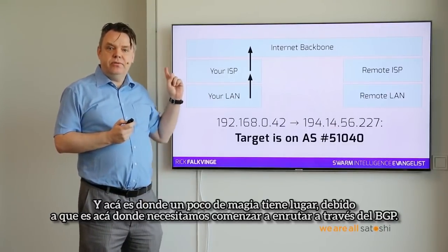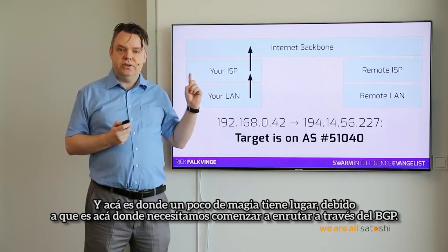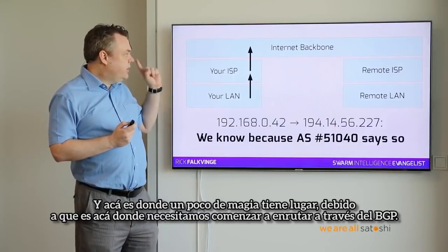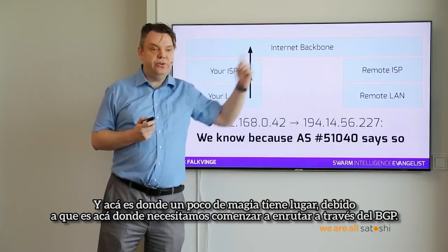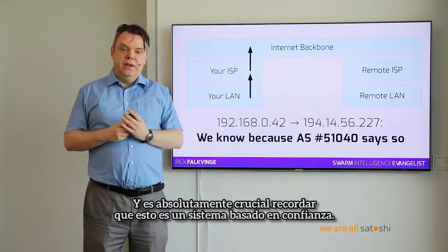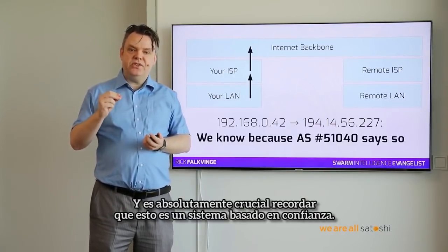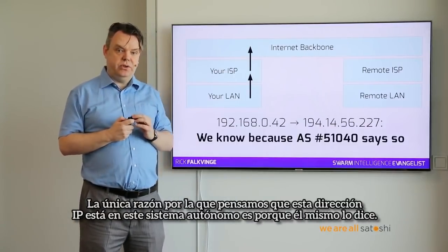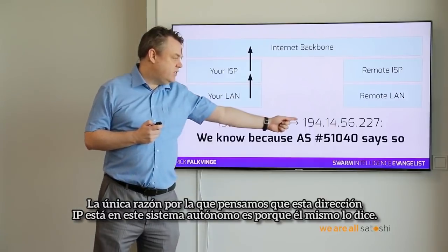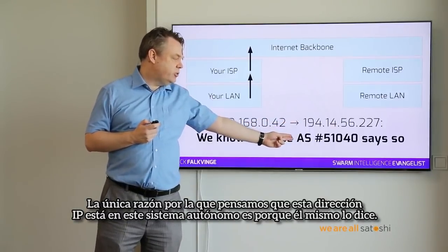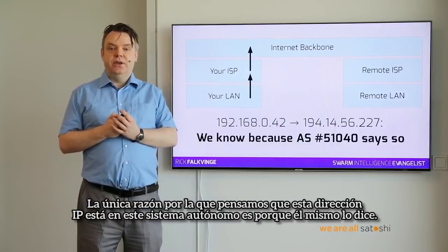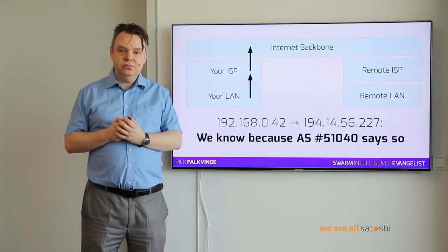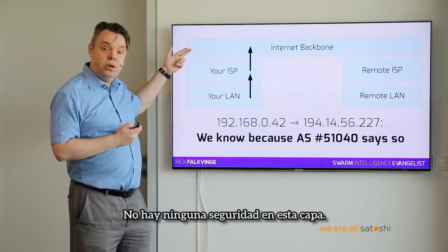And this is where a little bit of magic, if you like, takes place. Because this is where we need to start routing through the Border Gateway Protocol. And it's absolutely crucial to remember that this is a trusted system. The only reason we think that this IP address is on this autonomous system is because it says so. It says so. There is no security at all in this layer.